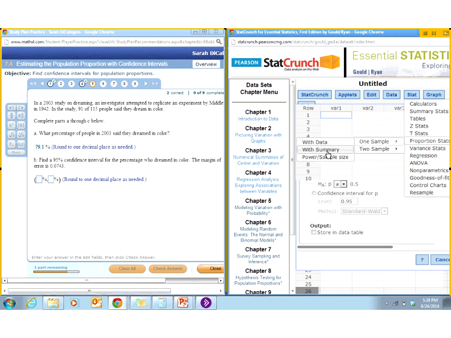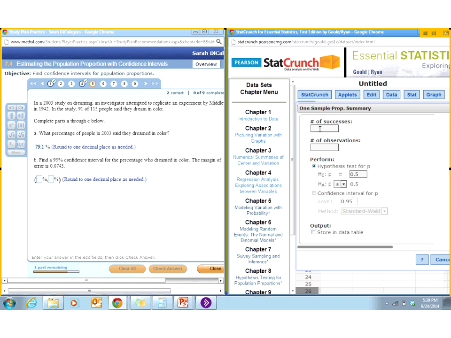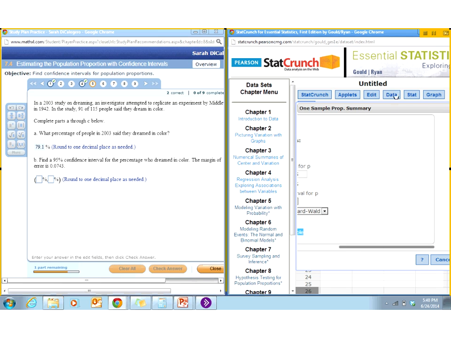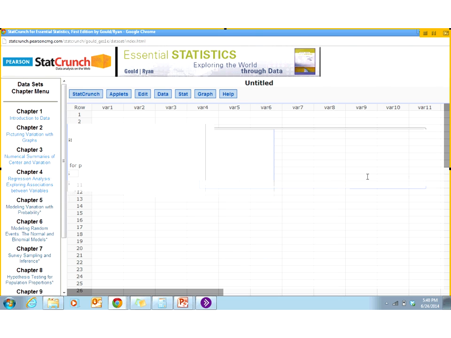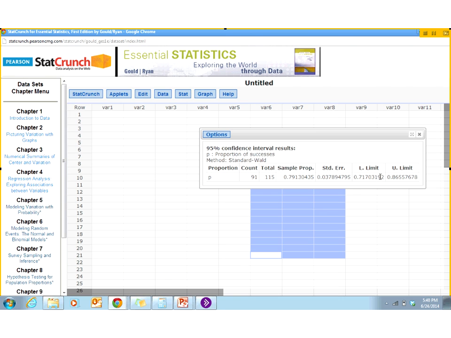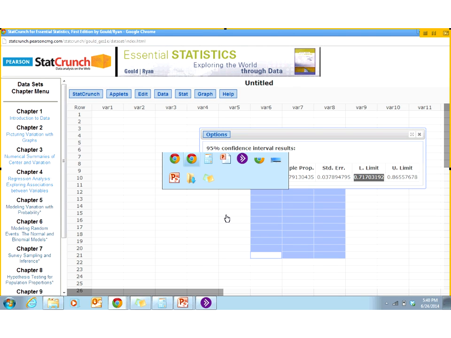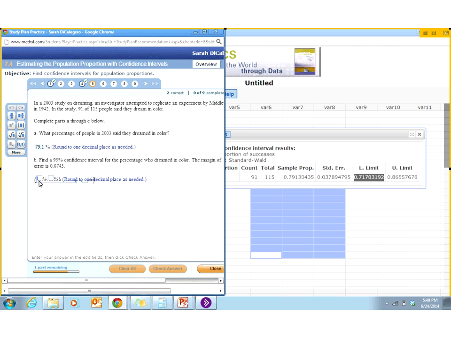All right, so let's do a 95% confidence interval. Stat, Proportion stats, one sample with summary. Number of successes, again, is 91. Number of observations is 115. I'm going to do a confidence interval, 95%. I've got to scroll over here. And I'm going to hit compute. So the lower limit is 0.7170, so we can even just copy these numbers in.